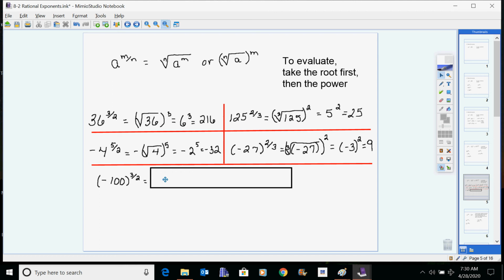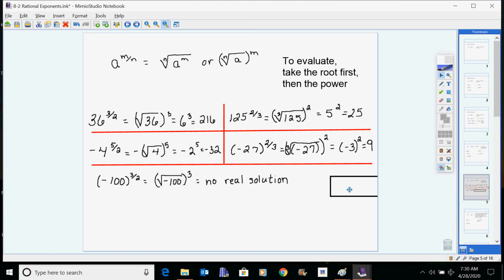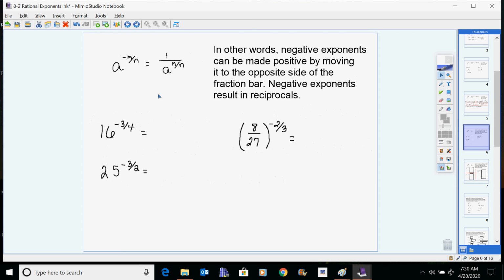This one, you're taking the square root of negative 100 and then cubing it, but square root of a negative 100 is a no-no, so there's no real solutions. You can't get a square root of a negative and stay in the real number system for that. Okay, so hopefully all these things are ringing a bell. If not, then just play me slower so that you can hear it and really let it sink in.